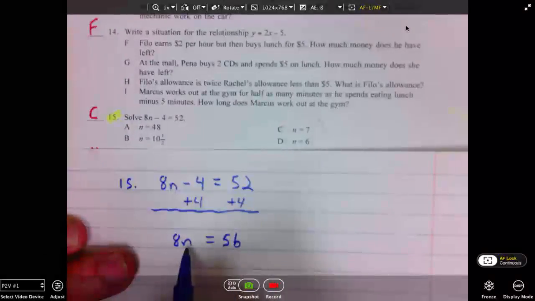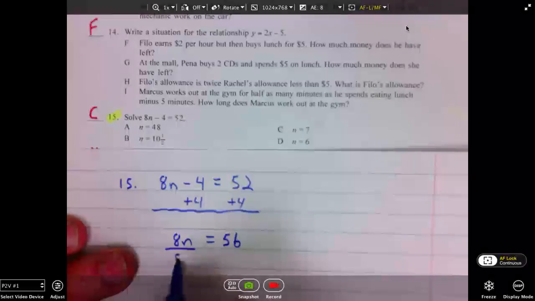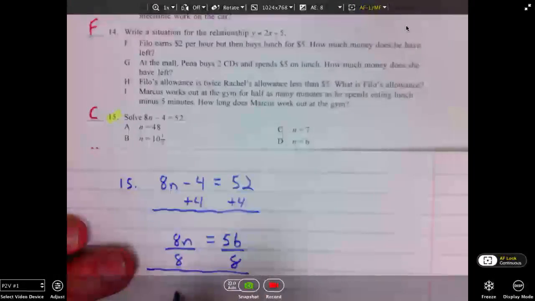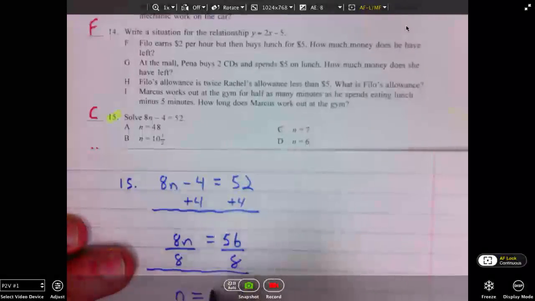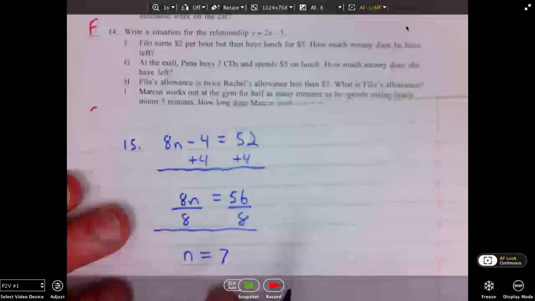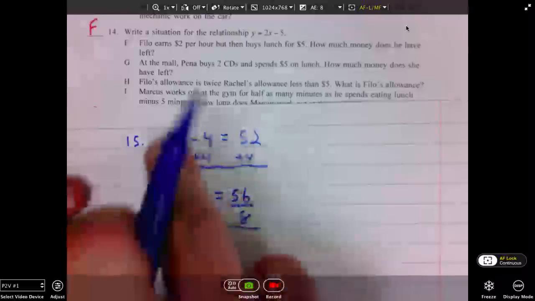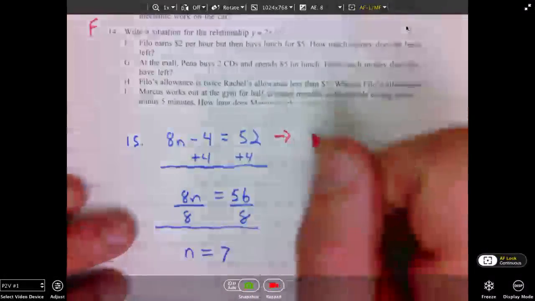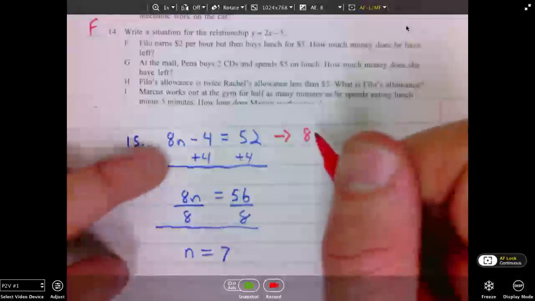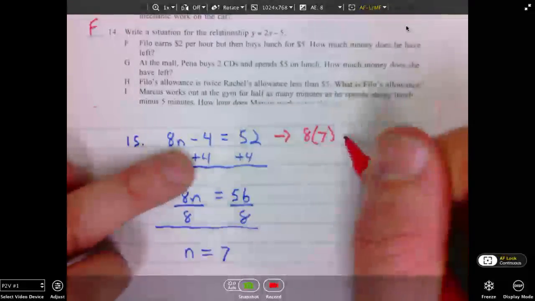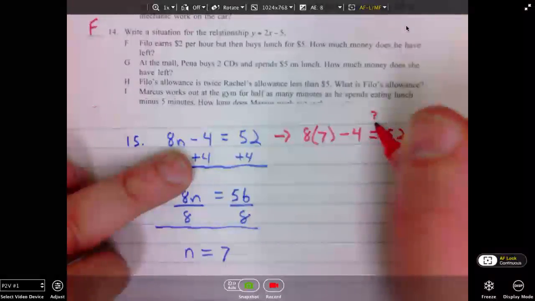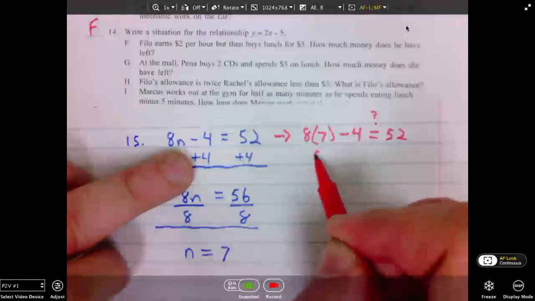We want to solve for the variable n. We'll divide by 8 on both sides. 8 divides 8 to leave n. 56 divided by 8 is 7. We can now take this value 7 and substitute it back into our original equation to see if it indeed satisfies it. 8 times 7, instead of n, minus 4. Is that 52? That's our question. 8 times 7 is 56.